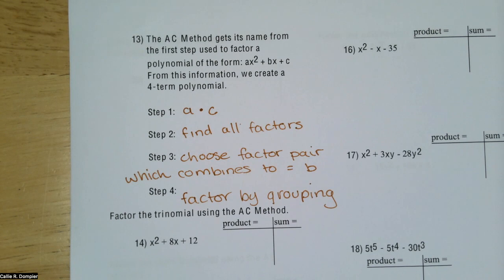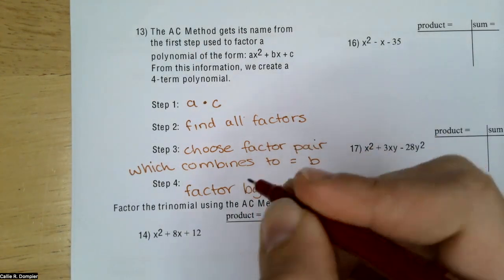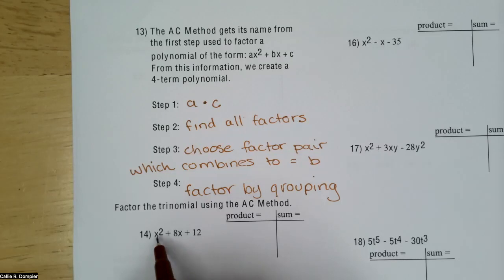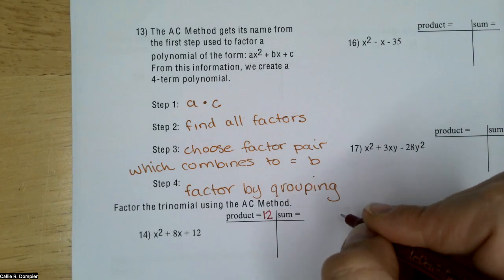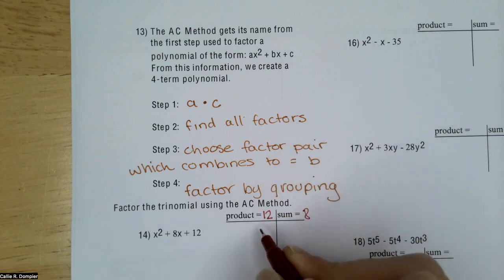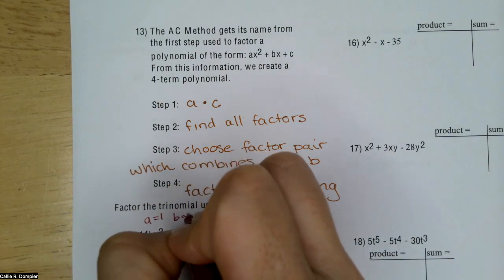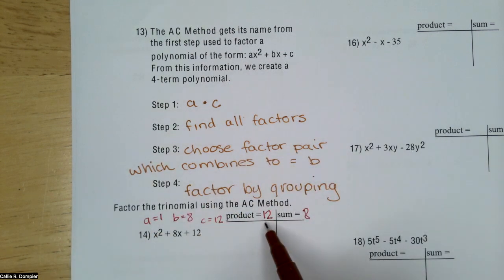Okay, here is x squared plus 8x plus 12. Step 1 is multiply a times c. A isn't x squared. A is just 1. 1 times 12 is 12. And then it needs to combine or sum to equal b. So we need it to multiply to 12, add to 8. It needs to multiply to equal a times c. It needs to add to equal b.